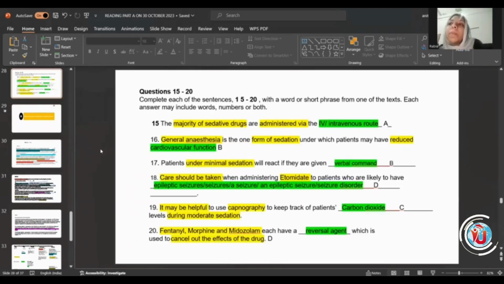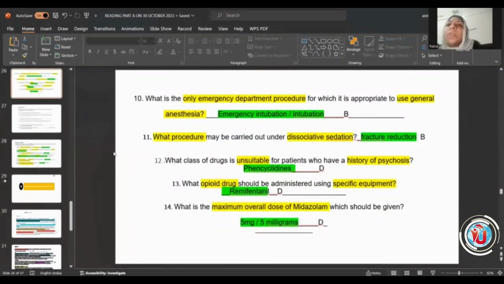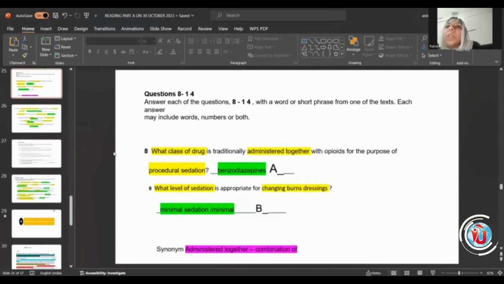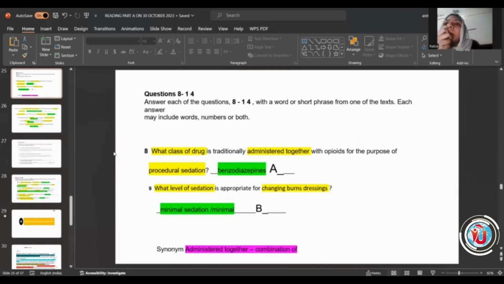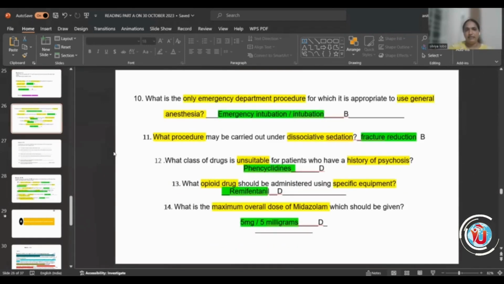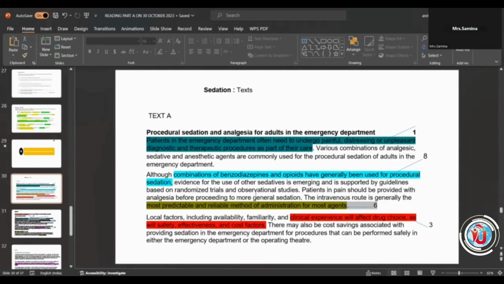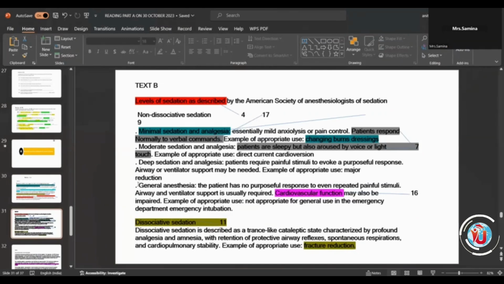Excuse me, ma'am. Yes. Ma'am, why didn't we move to text A when the question is about procedure anesthesia? Why are we moving to levels of anesthesia for this question? Okay, one second. You are telling that it is there in text A. Actually, ma'am, in the question there is a keyword, general anesthesia. So that's why we are moving to text B. This is the reason. In text B, they mentioned emergency intubation only for general anesthesia. Yes. This is the reason.